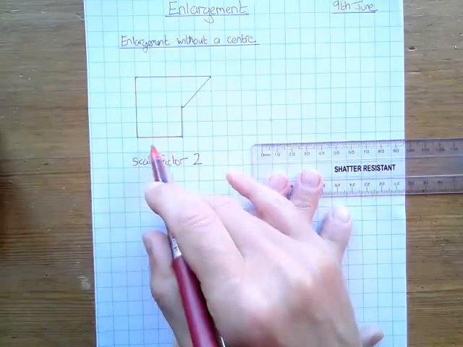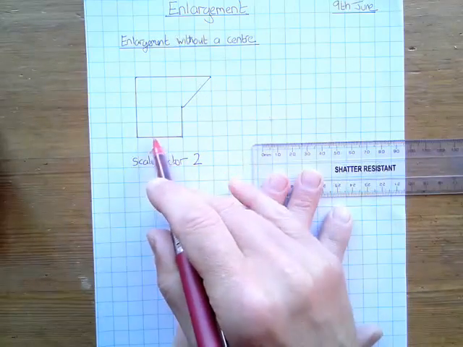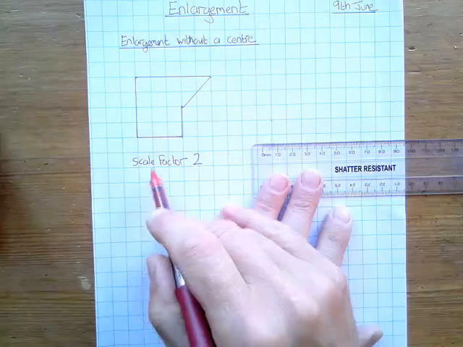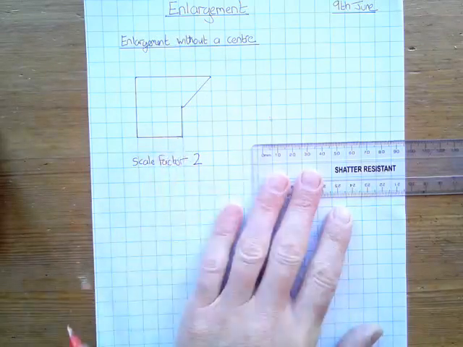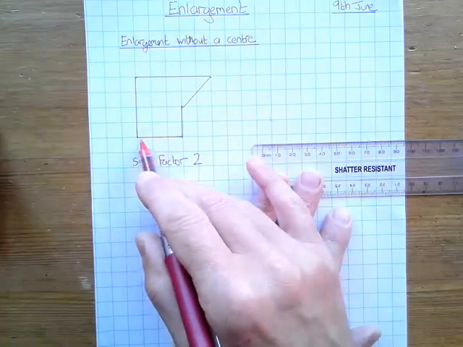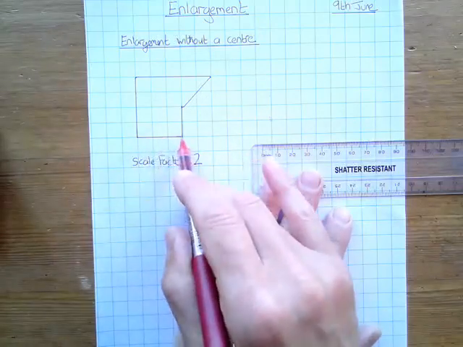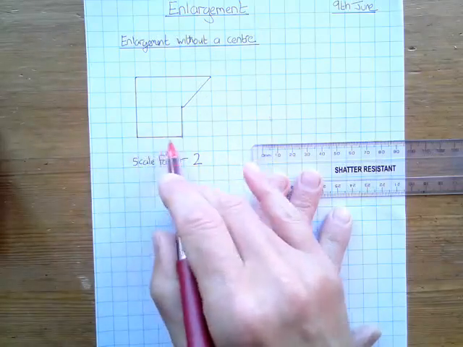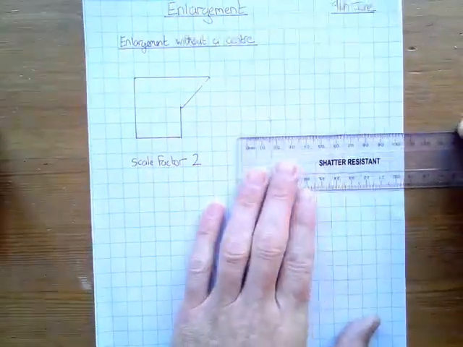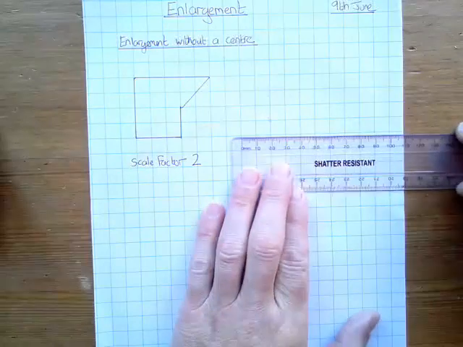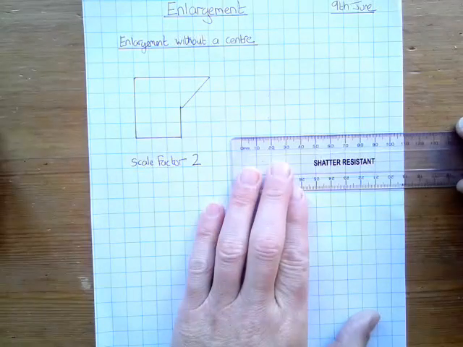Some people go 1, 2, 3 squares. It's better to count along the edges of the squares. So I'll try to avoid using language like this is 3 squares long. I'll say it's 3 centimeters long, or something like that, or just that's 3 long. So if it's 3 long, it's going to be 6 long on the new version.